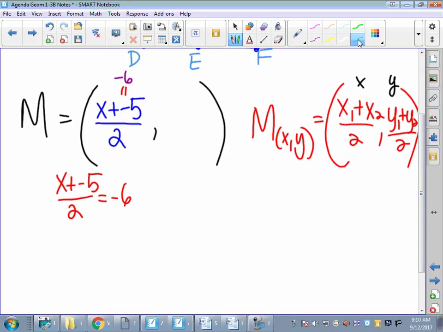So my strategy would be to get rid of that fraction 2, multiply by 2 on both sides. x plus -5 equals -12. And then I'm going to add 5 on both sides. So I'm thinking that the x value of my endpoint is -7.